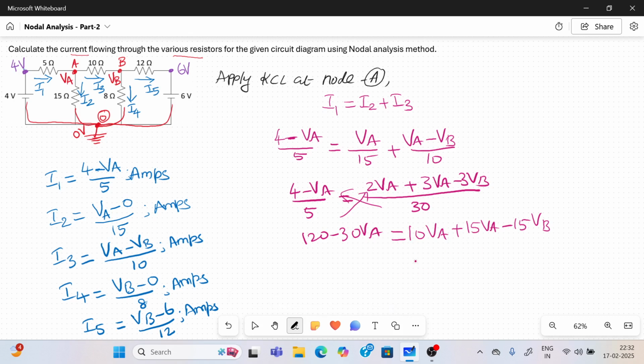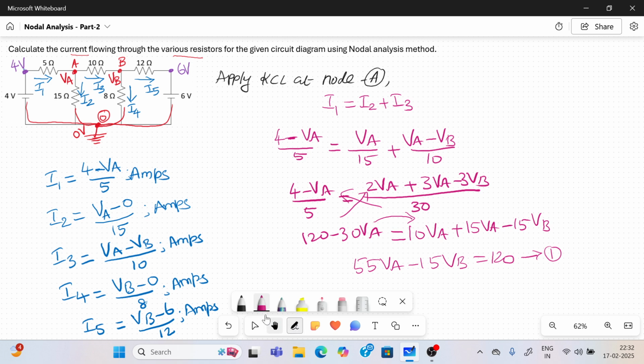The final equation is, so I will bring this on this side. So I will move this 30 VA on this side. Finally, what happened? Already here 25 VA. Here minus 30 will become a plus 30. So 25 plus 30, 55 VA. 55 VA minus 15 VB is equal to 120. Equation number 1.